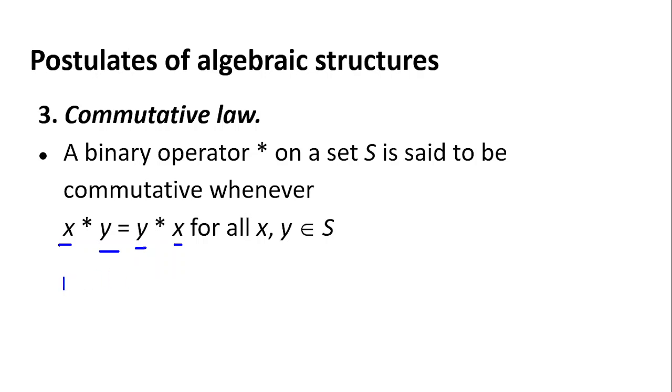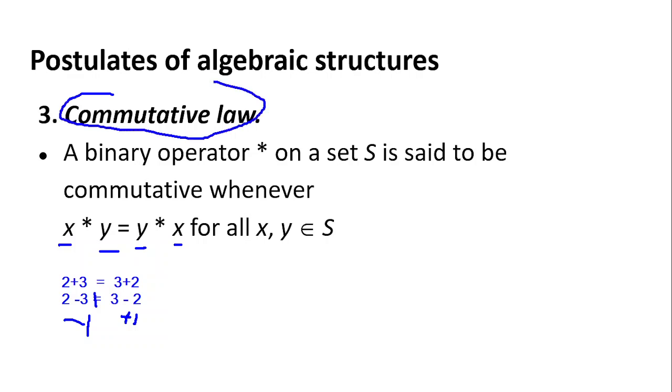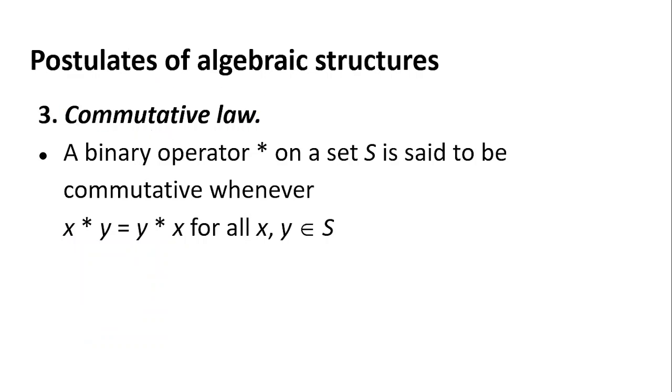So let's look at this example. 2 plus 3 is the same as 3 plus 2. But is it true in terms of minus? 2 minus 3, is it the same as 3 minus 2? The answer is no. 2 minus 3 is minus 1. What about this one? This is plus 1. They are not the same. So we say that minus is not commutative. If you change the order, you get a different answer altogether, then we say that they are non-commutative.